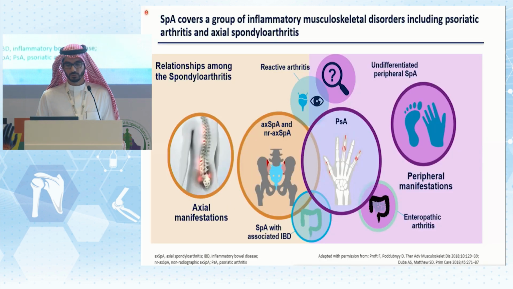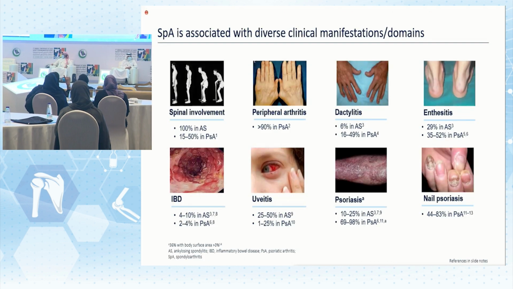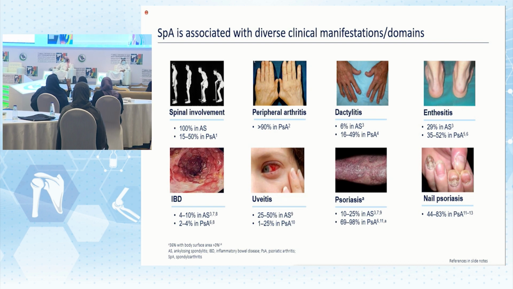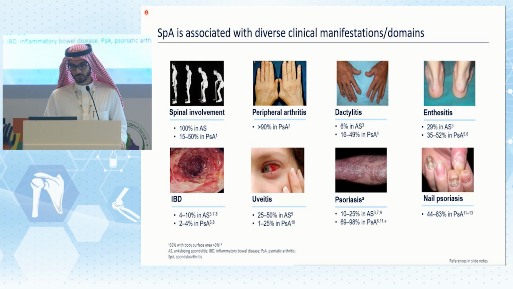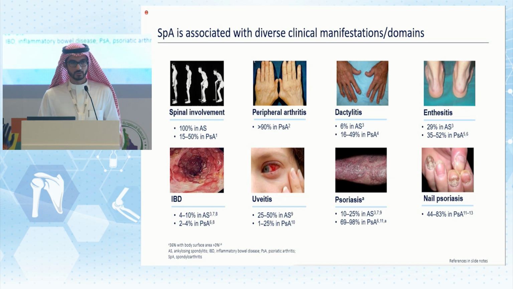We all know that spondyloarthropathies are a family of diseases that affect either axial or peripheral joints, and from which we have the different diseases that you can see here on the screen. Now, spondyloarthropathy is a disease that is not only confined to the skeleton. It involves every single organ, starting from the head all the way to the toes, and you can see here that it involves skin, eyes, gut, as well as the nails.